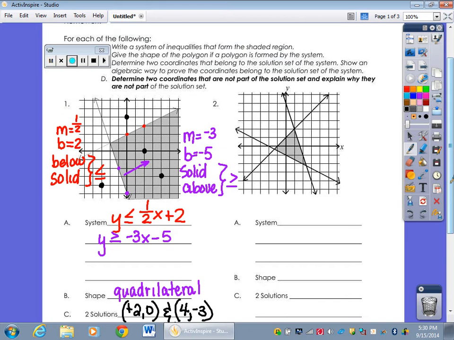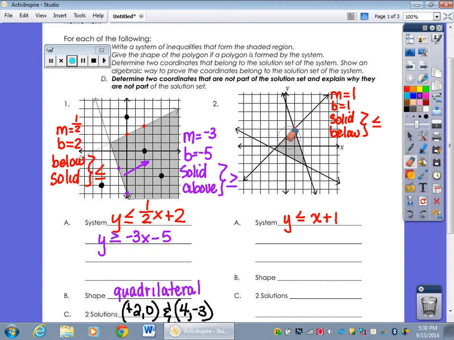We've got to get a system of the 3 lines, so I'm going to start with this line right here. My y-intercept is at 1, so my b is equal to 1. And when I stair step up to the next point, my slope is equal to 1. This is a solid line, and we shaded below it. So shading solid and below means that it's going to be less than or equal to. So my first one is going to be y is less than or equal to x plus 1.